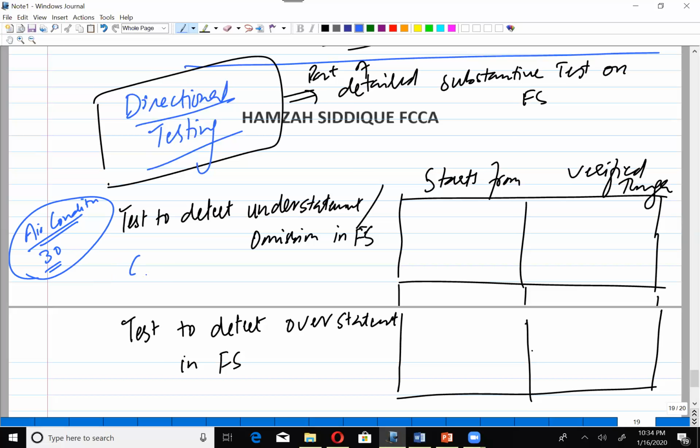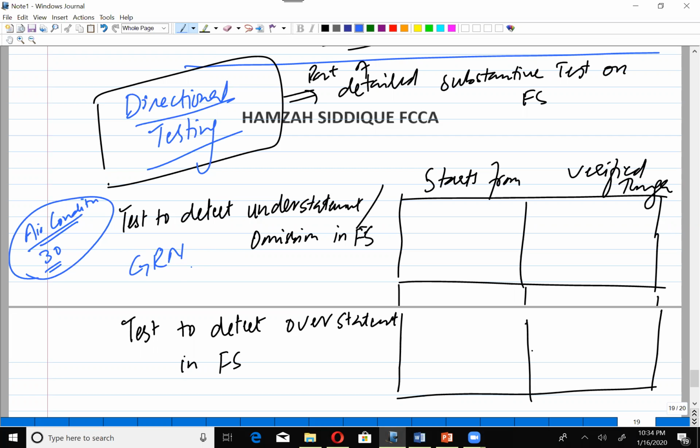I picked some of the GRN, goods received note, of the company, or GDN for the time being. I say goods received, okay, you purchase these goods. Show me the invoice. Show me where they have recorded it in the purchase table, the purchase ledger. And if they are unable to show me, it means that purchases are understated.